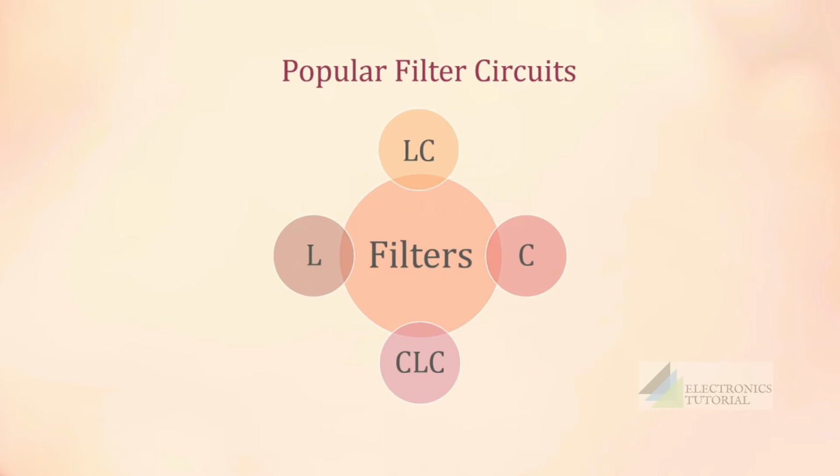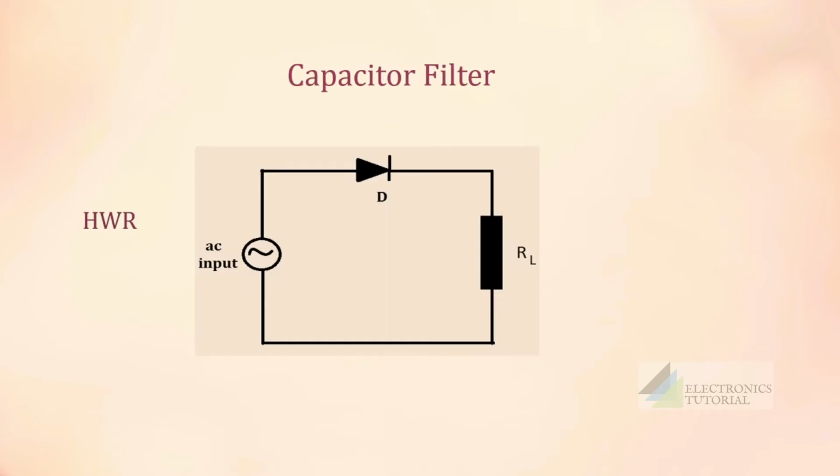The filter circuits that are very popular are shown here. Filter using inductors, filter using capacitors, LC is a combination of inductor and capacitor. Another combination is CLC. CLC is a combination of two capacitors and an inductor. There are even more combinations. For example, CRC filter is a combination of two capacitors and a resistor.